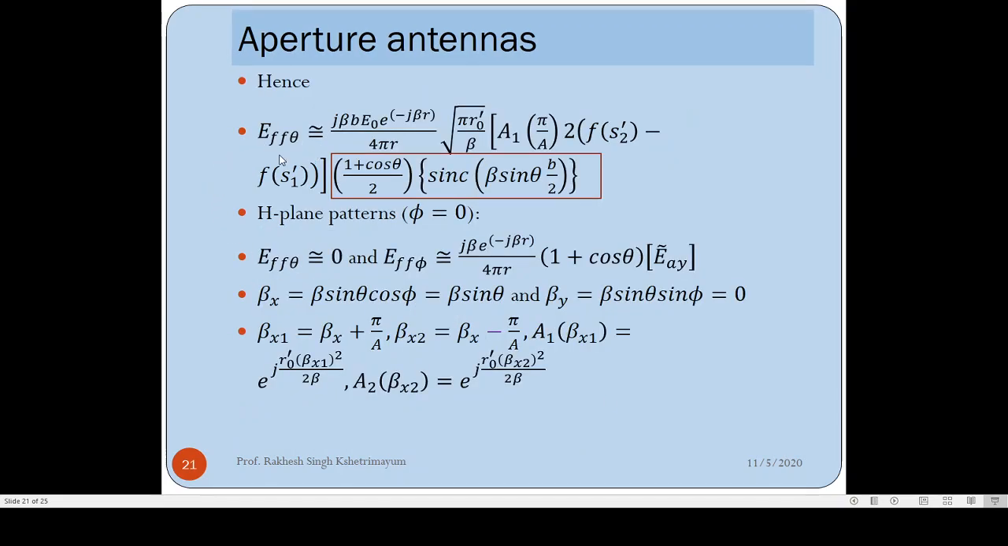So let us write down the electric field in the E plane. The far field theta component is this relation you have here. But what you can observe is that the main contribution in the radiation pattern would be from here. You have 1 plus cosine theta by 2, then the sinc function here, which is dependent on beta y.